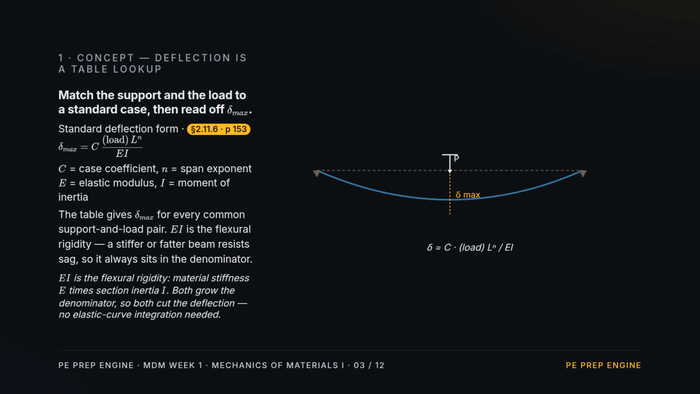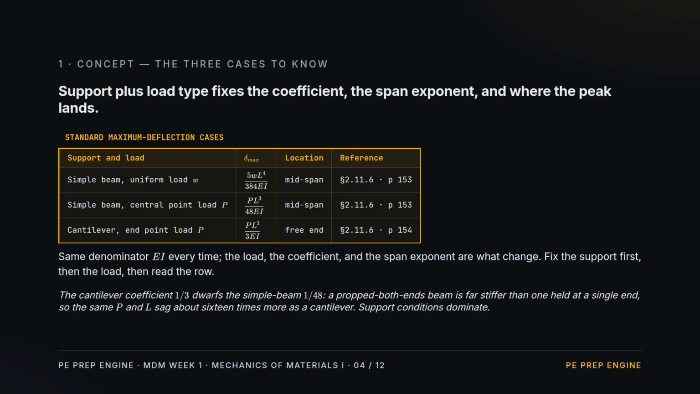Concept 1. Deflection is a table lookup. Every standard case has the same shape. A coefficient times the load times the span raised to a power, all divided by EI. That EI is the flexural rigidity, the material stiffness times the section's moment of inertia. A stiffer or fatter beam sags less, so EI always lives in the denominator. The handbook prints the maximum deflection for every common support and load pairing, so the whole task is picking the right row.